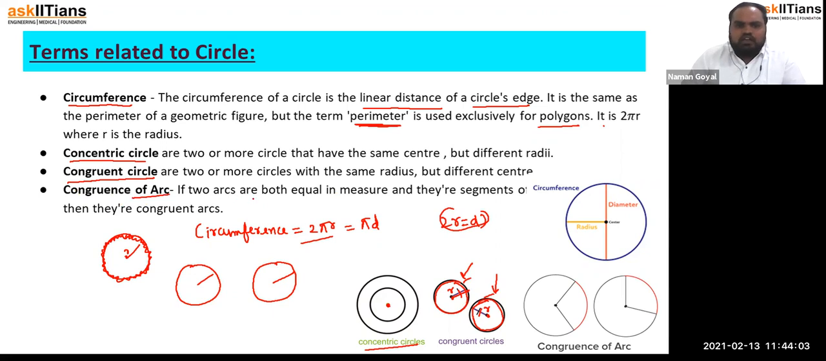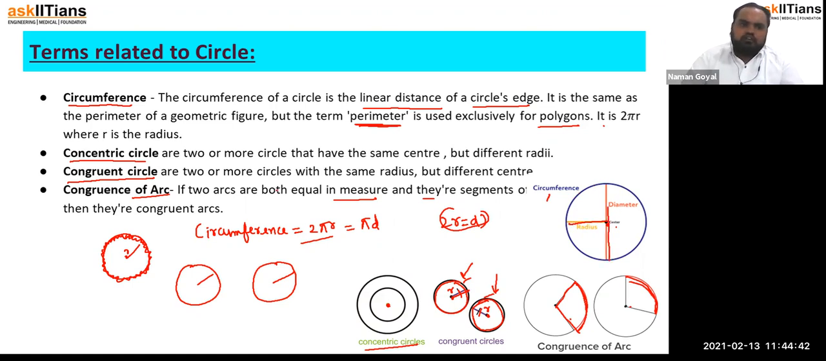Now congruence of arcs. If two arcs are equal in measure and they are segments of a circumference, of circles, then they are congruent arcs. Means if we have two circles and the length of this arc and this arc is the same, then we can say that these two arcs are congruent if the length of the arc is the same. Okay, and this is the circumference, this is the center, this is the radius, and this complete is the diameter.